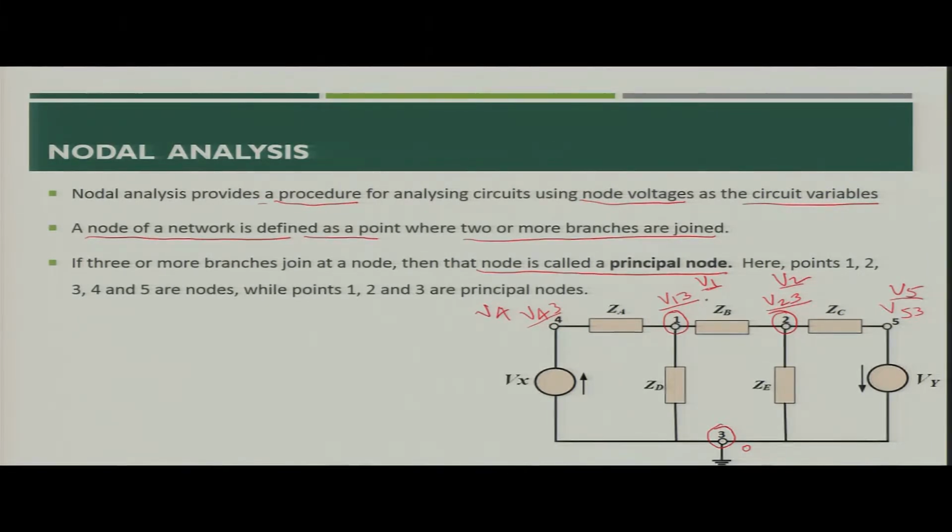So, when we know the value of V1 and V2, we can find the value of V4, because that is simply V1 minus Vx. And for V5 also, if we know the value of V2, we can find the value of V5. Here it will be plus Vy, because the direction of voltage is from minus to plus. So, V5 would be V2 plus Vy. When we get these node voltages, you can easily find the value of currents using Ohm's law.